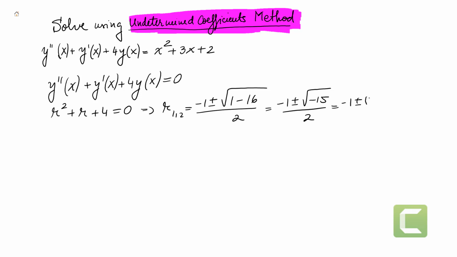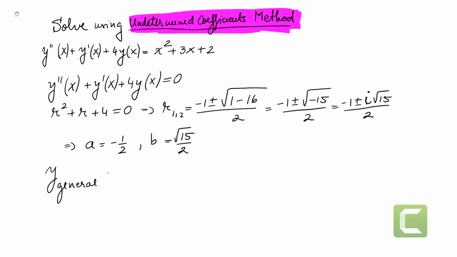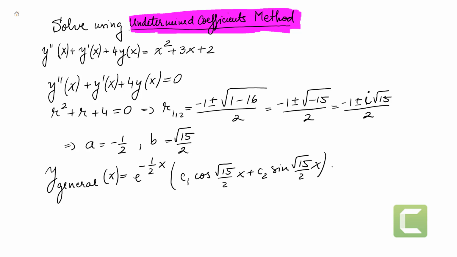complex solutions. So plus minus i square root of 15 over 2, or we can say a equals -1/2 and b equals square root of 15 over 2, to write the homogeneous solution, or the general solution, to be e to the -1/2 x times c1 cosine of square root of 15 over 2 x plus c2 sine of square root of 15 over 2 x. So basically, this is the solution of the homogeneous equation.